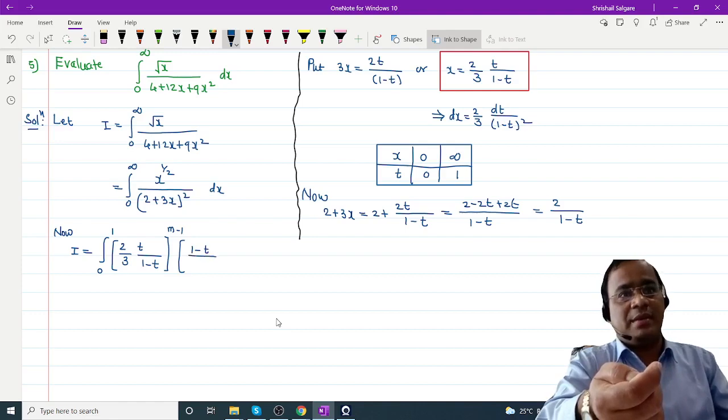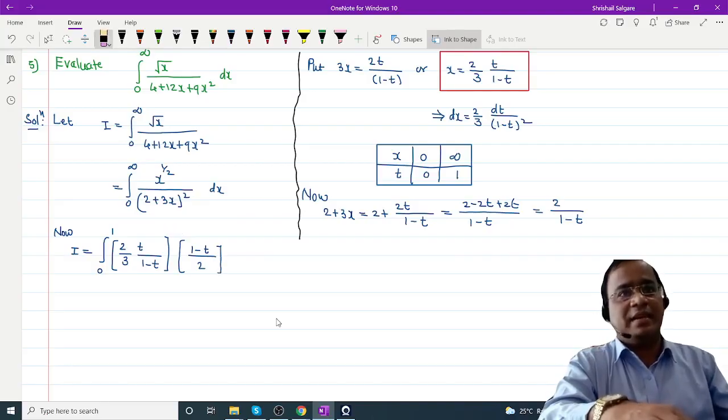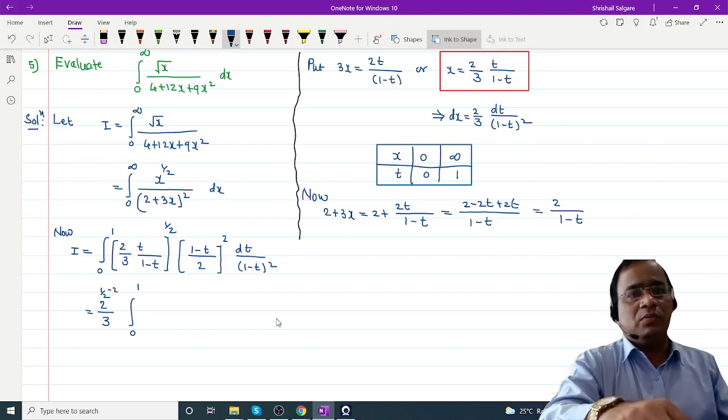I think I made a mistake somewhere. I will correct it. Can anyone rectify it? Raised to 1 by 2. Yes, it is raised to 1 by 2, or rather raised to 2, because I have already taken the reciprocal. And dx is nothing but dt into (1 minus t) whole square. Now from this I will take 2 by 3 outside, integral 0 to 1. So 2 raised to 1 by 2 minus 2.